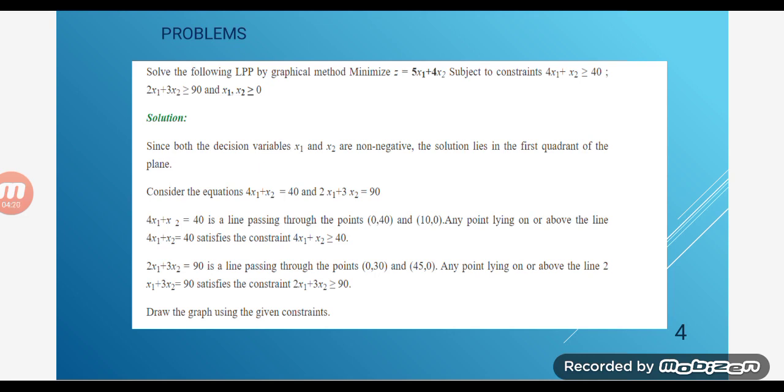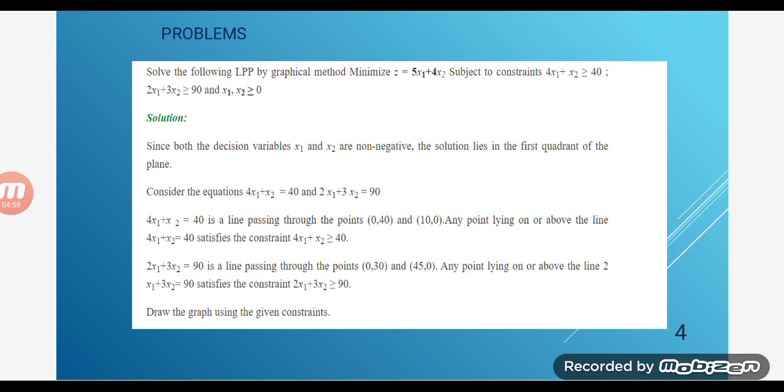I am going to find the points for plotting in the graph. First, we have to write the inequalities as equality equations. Here there are two decision variables x1 and x2. Consider the inequality equations as equality equations: 4x1 plus x2 equal to 40. Similarly, 2x1 plus 3x2 equal to 90. I am going to substitute x1 equal to 0 in the first equation. I will get the value as 0, 40.